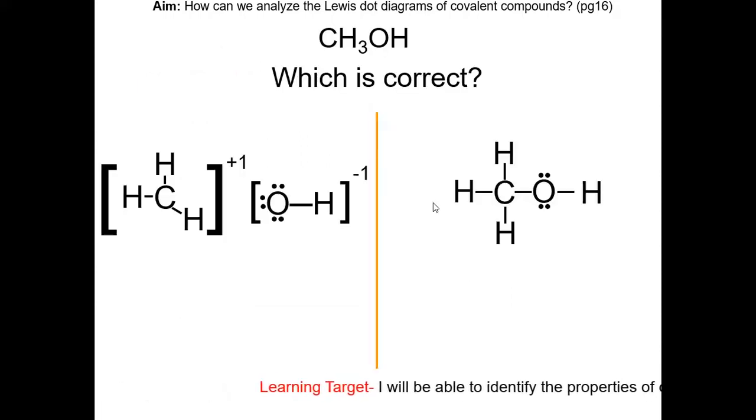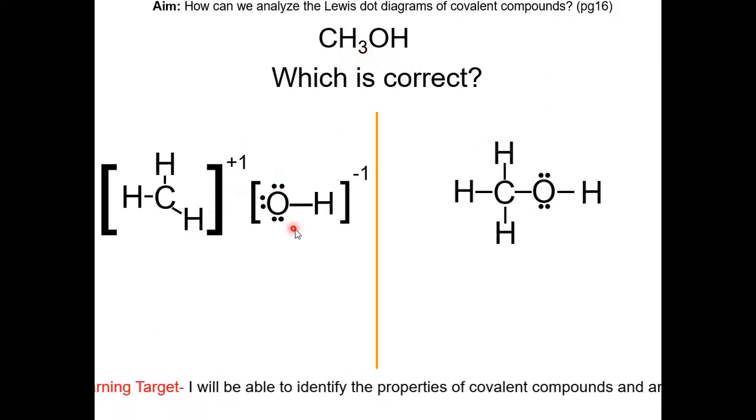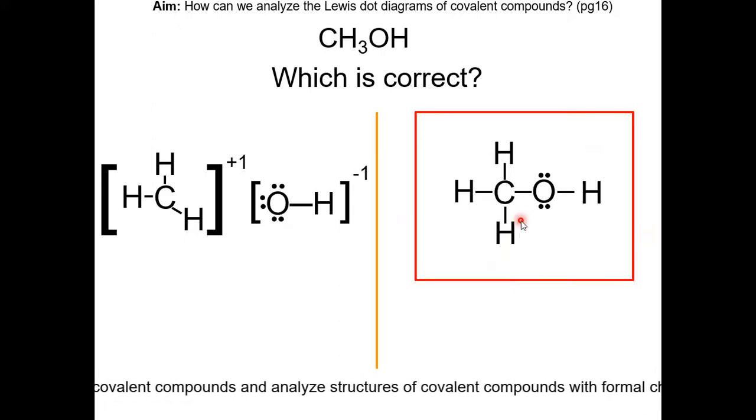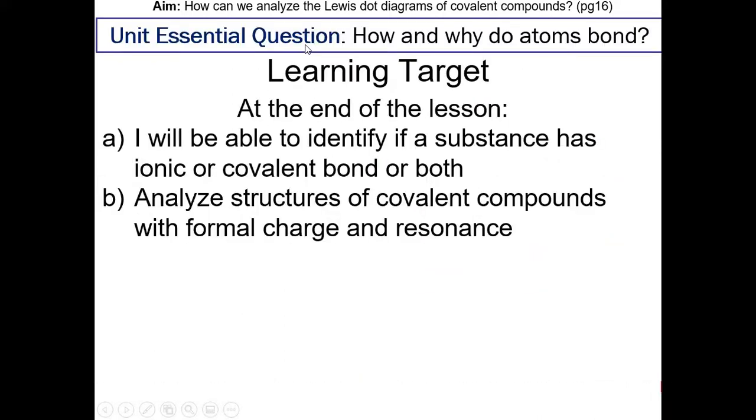So, which is correct? Here I drew two versions of the Lewis dot diagram of CH3OH. This one has ionic and covalent bonding. This one is only covalent bonding. Students typically get confused and draw one or the other. It turns out this one is the correct one. It only has covalent bonding. So how can we tell? By just looking at the chemical formula.